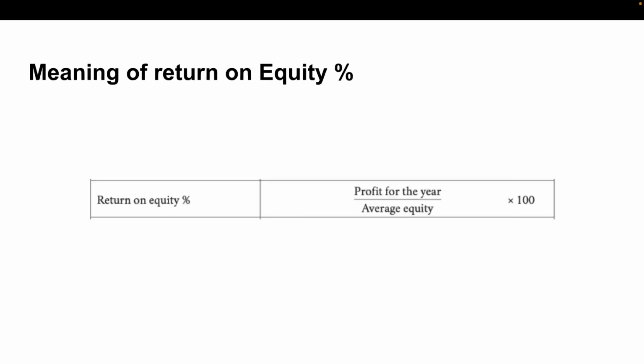Moving on, we'll have a look at the rate of return on equity. It sounds a bit like a big thing, but it's actually not too complicated. The rate of return on equity measures the profitability of a business based on a shareholder's investment. So what does that kind of mean? We'll get into that, but just quickly first, the formula is profit for the year divided by average equity times 100.